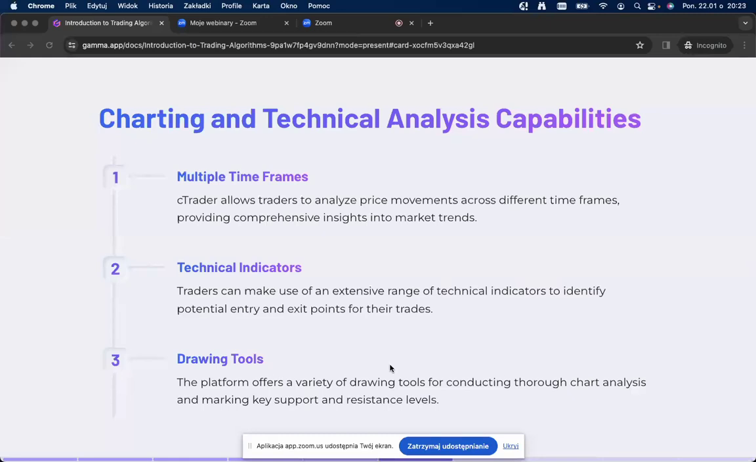And drawing tools for conducting thorough chart analysis and marking key support and resistance levels or trend lines or whatever you basically want. You can draw anything you need for your analysis, right?